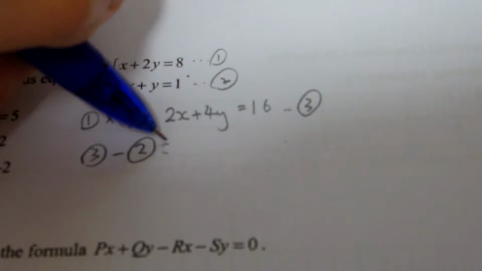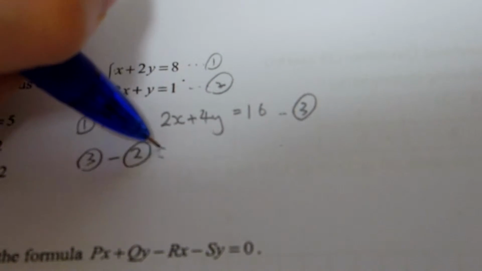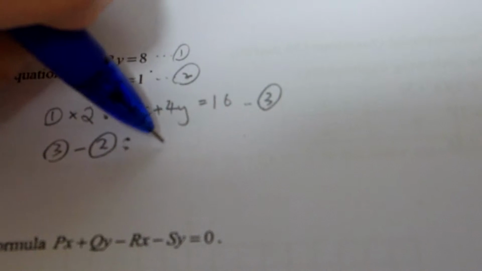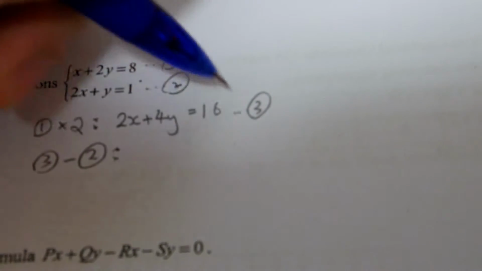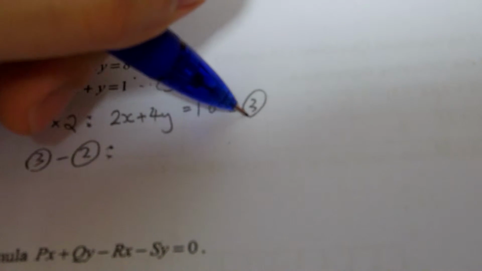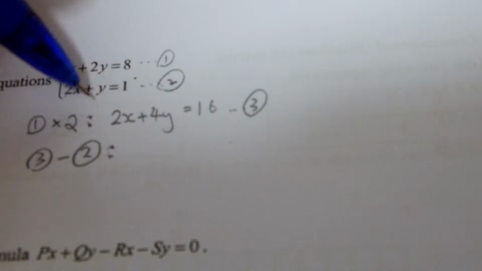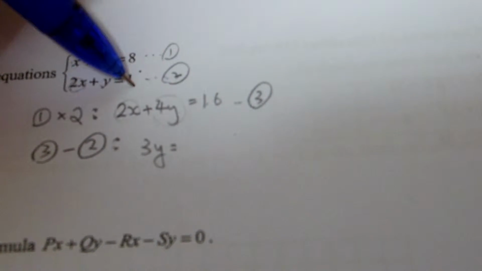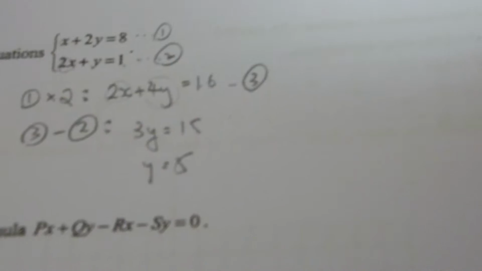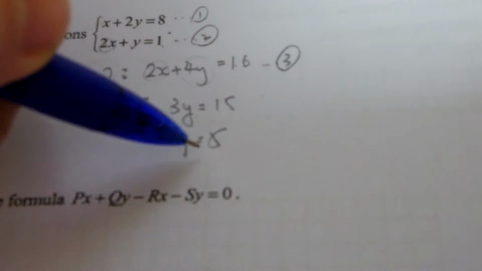So this is a semicolon. It's not an equal sign, it's a semicolon. So when I have this one, 3 minus 2, what do I get? The x will cancel out. While the y, 4y minus 1y, I have 3y. Well, 16 minus 1, 15. So y equal to 15. Sorry, y equal to 5.